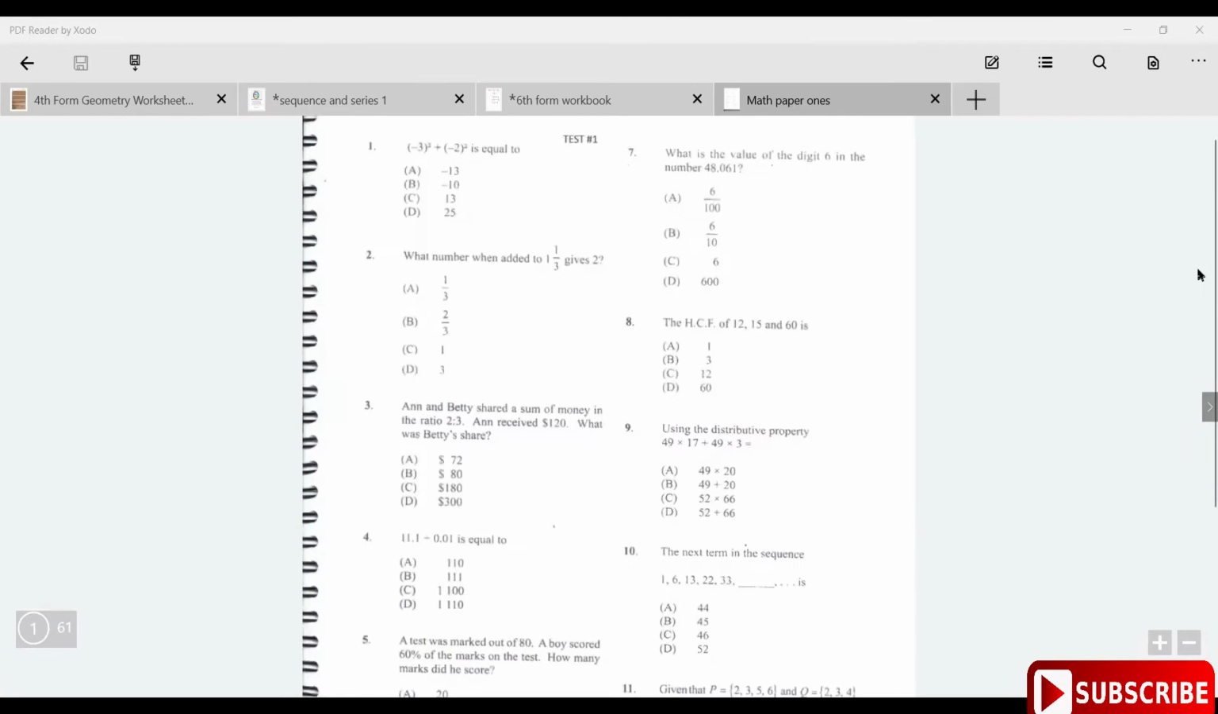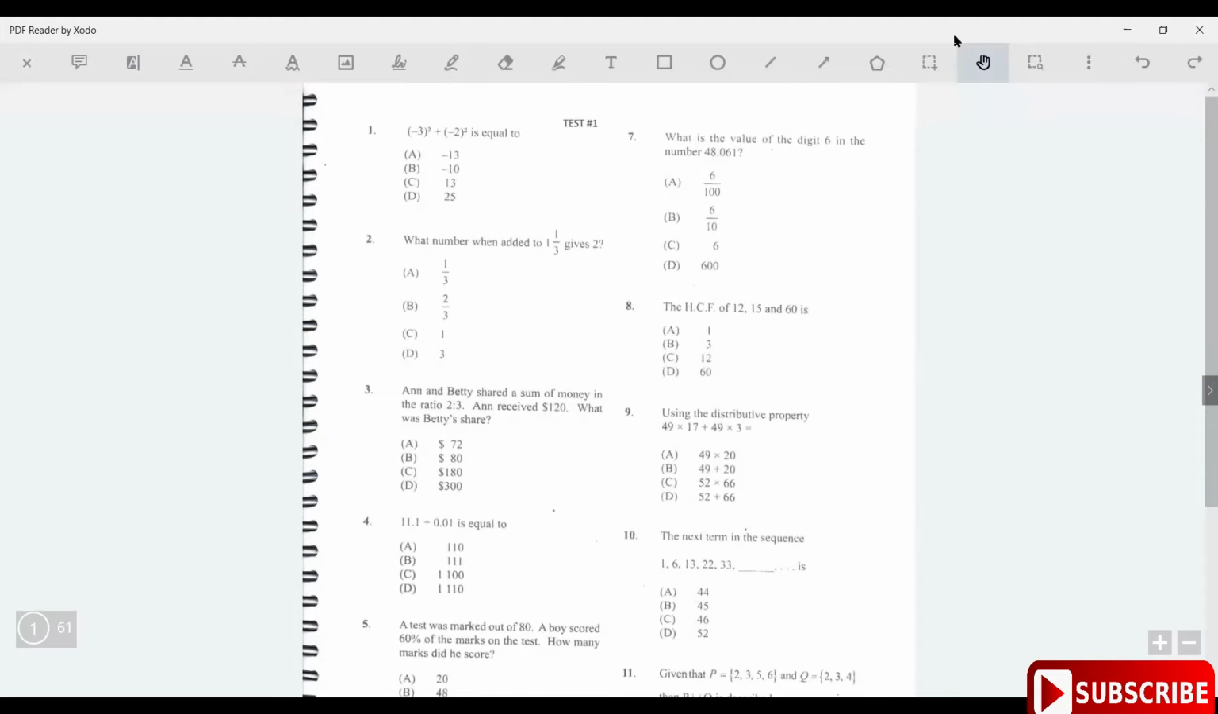Maths paper 1 here, and this is the 2012 past paper. With that being said, let us begin.